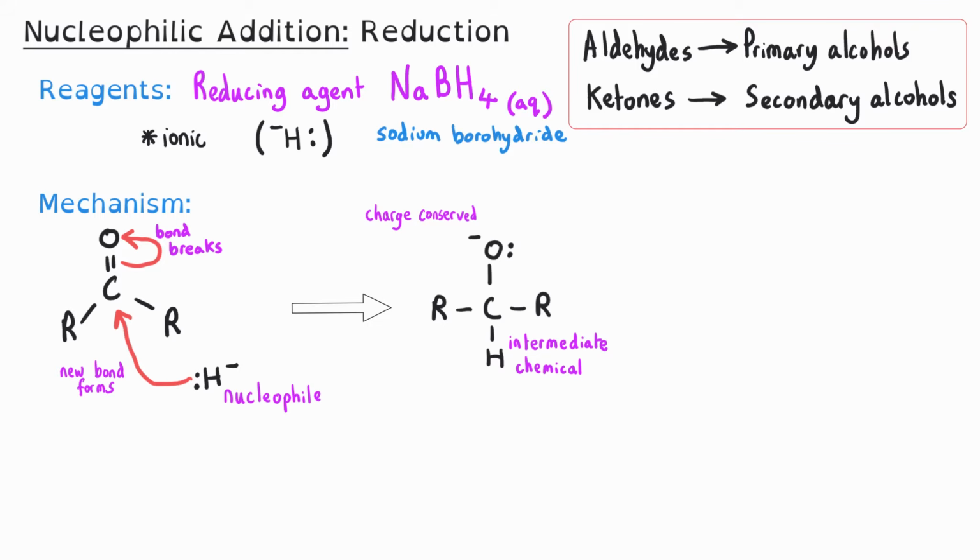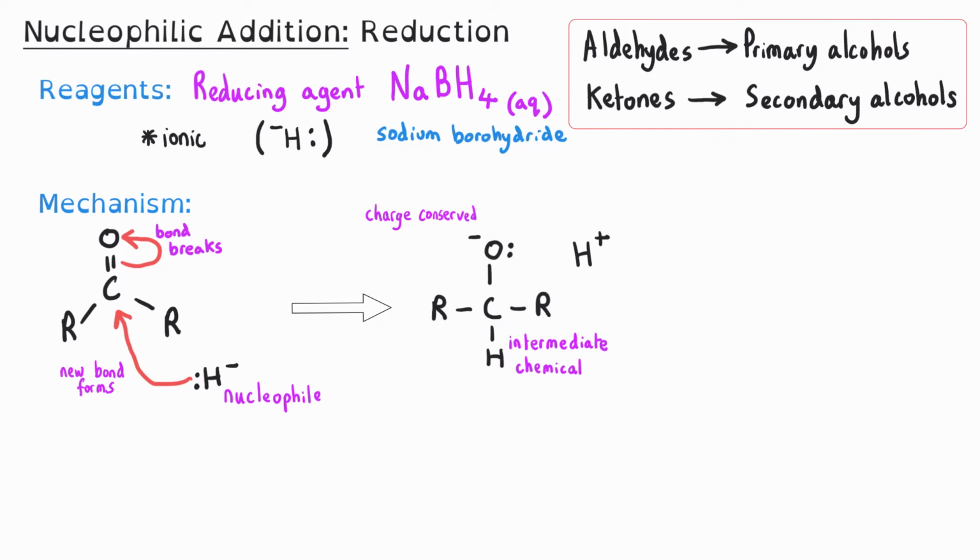And that means that the oxygen that took both of those electrons from that double bond to the carbon is now going to be negatively charged, because the hydrogen is now neutral because it used that pair of electrons to form a new bond. And so the final stage of this mechanism needs to show how we get from our negatively charged intermediate to the alcohol.